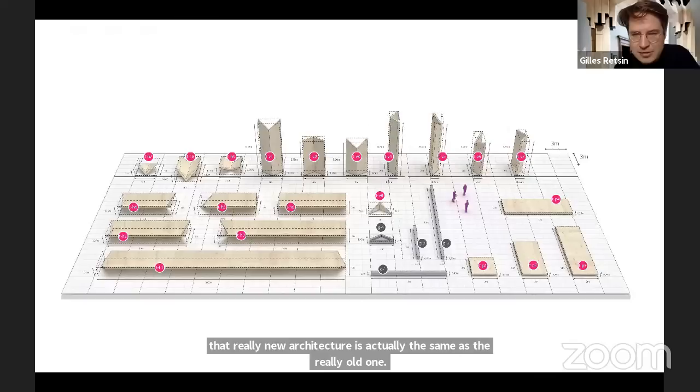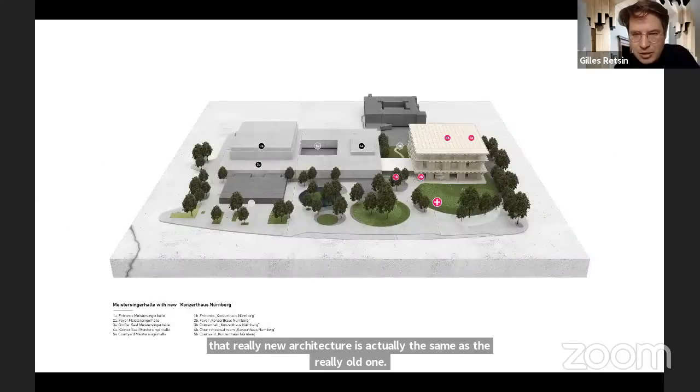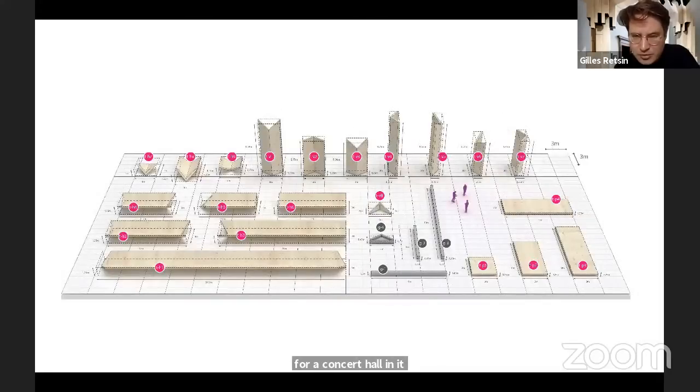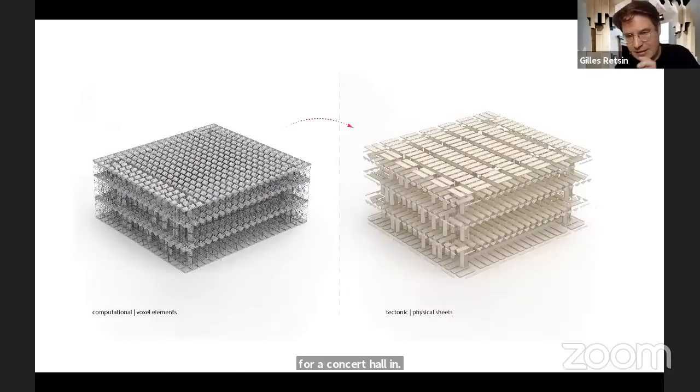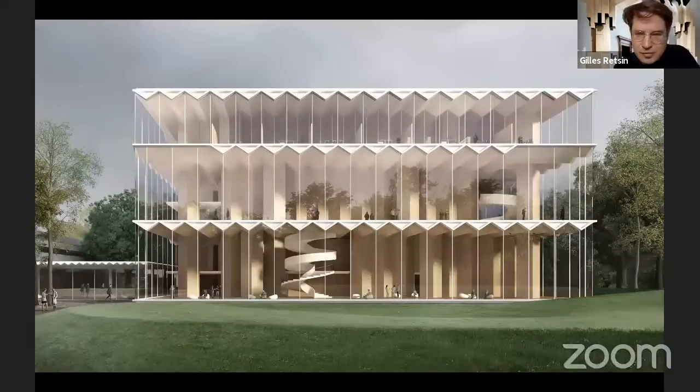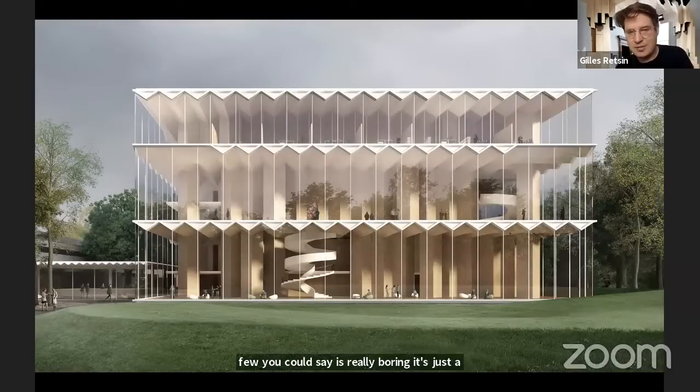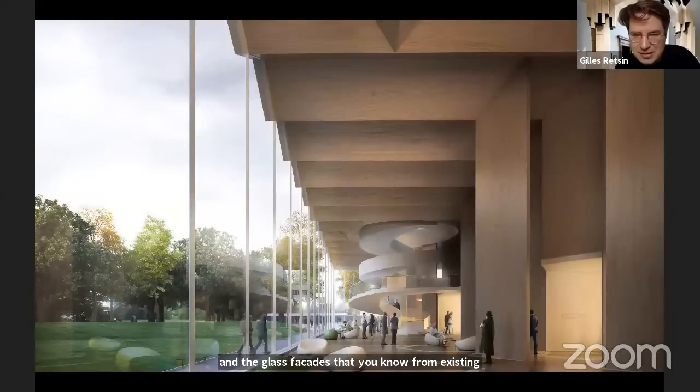And then importantly, this work is also scalable. So this is another project for a concert hall in Nuremberg, where we've worked with extremely large cross-laminated timber elements that could be robotically prefabricated, that are then discretely aggregated in a voxel space and result in this building, which at first view you could say is really boring. It's just a box, but on second view, it's a box that has nothing in common with anything that you would build today. There are no elements in this building, apart from the staircase and the glass facade, that you know from existing construction. Everything has been digitally fabricated and crafted.